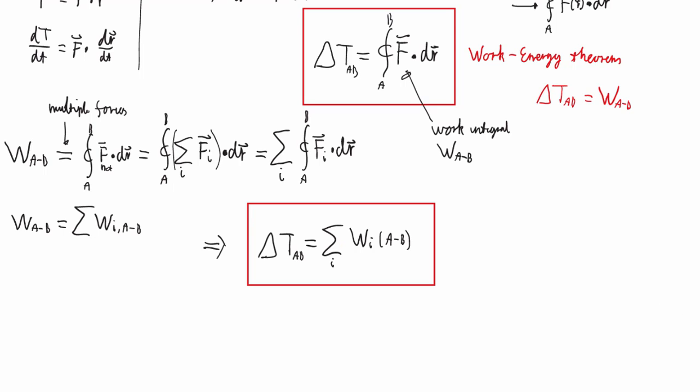Now, the work-energy theorem is valid for any kind of force. What we're going to do next, though, is look at a specific kind of force where the work done is not dependent on the path between 2 points, but only on the starting point and the ending point. And those forces are known as conservative forces. And that will be the subject of the next video.